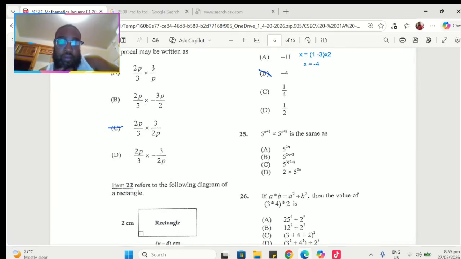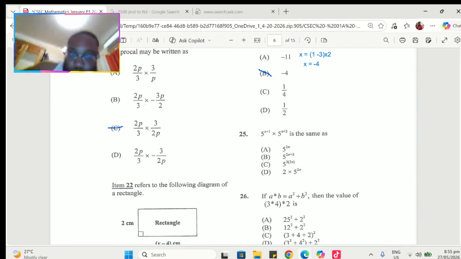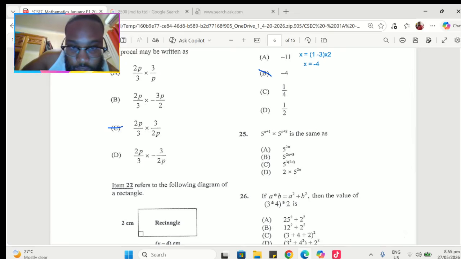Number 25. 5 to the power of n plus 1 times 5 to the power of n plus 2 is equal to, n and n, that's 2 n's, 2 plus 1, 3. So that will be 5 to the power of 2n plus 3. That is b. n by n is 2 n's, 2 plus 1 is 3.